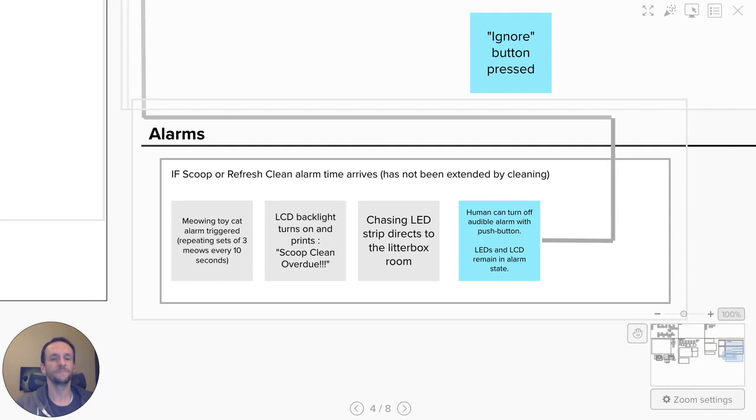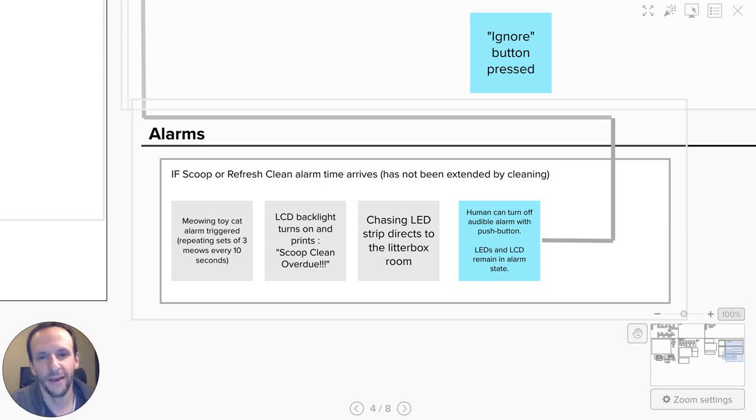So alarms. The alarms would be both audio and visual. We have this meowing cat toy that meows really loud and high-pitched, 3 meows. I'm going to trigger that to do every 10 seconds. And I'm also going to flip on the LCD that says, scoop clean overdue. It's been this many days since it was scooped, or whatever we can say there.